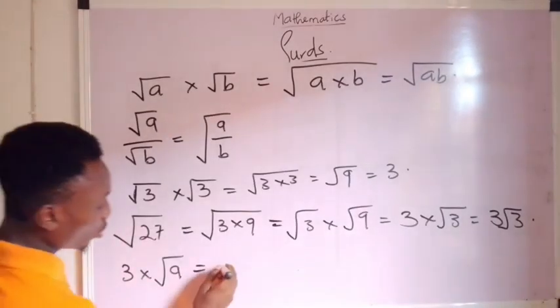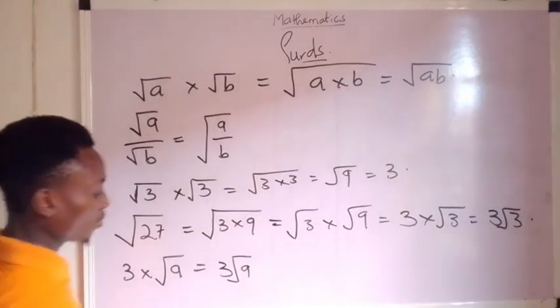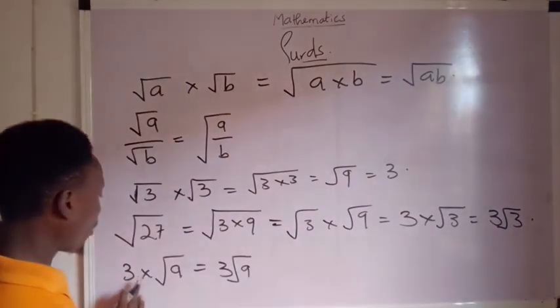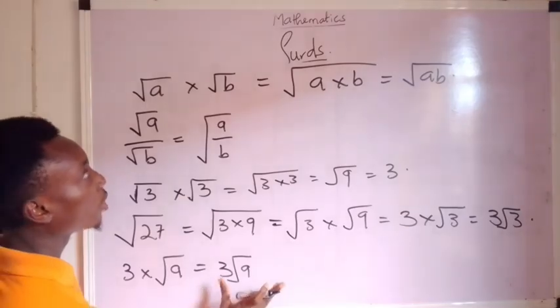And by the way, take note also, if you have a whole number multiplying a surd, it actually gives you this. Take notes.